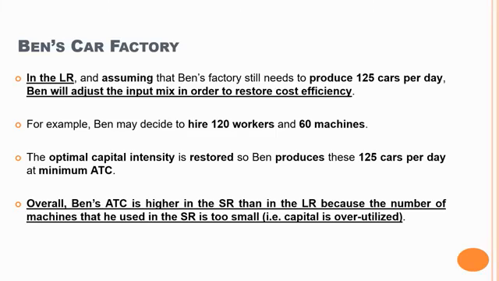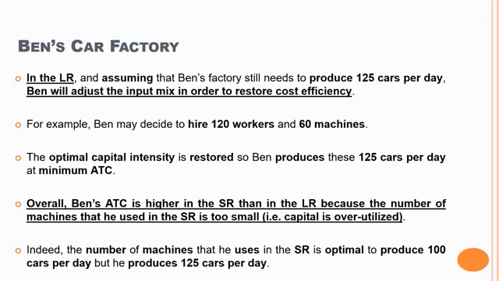Okay, so yeah, same thing. Overall, Ben's ATC is higher in the short run than in the long run. So the short run means before he can adjust the quantity of capital, and in the long run, after he has adjusted the quantity of capital. Because the number of machines that he used in the short run is too small, capital was overutilized. Okay, same thing. To conclude, let's have a look at the diagram.